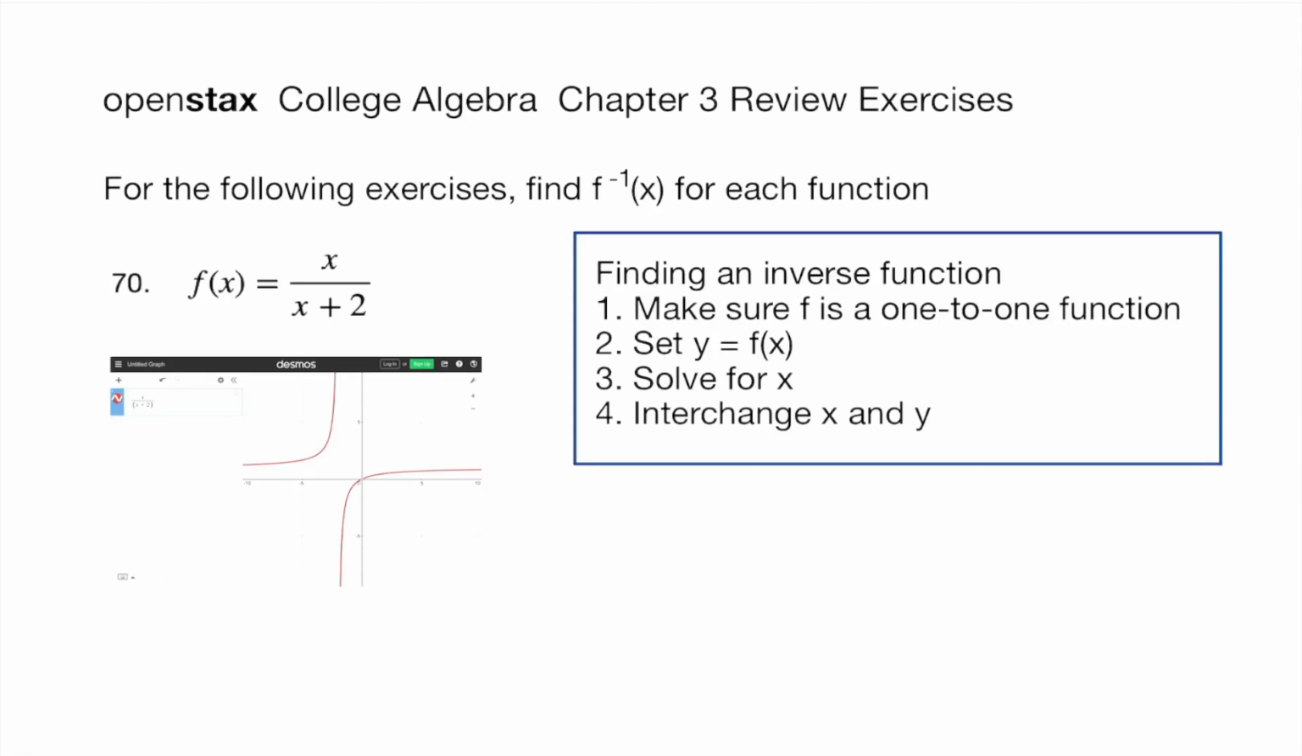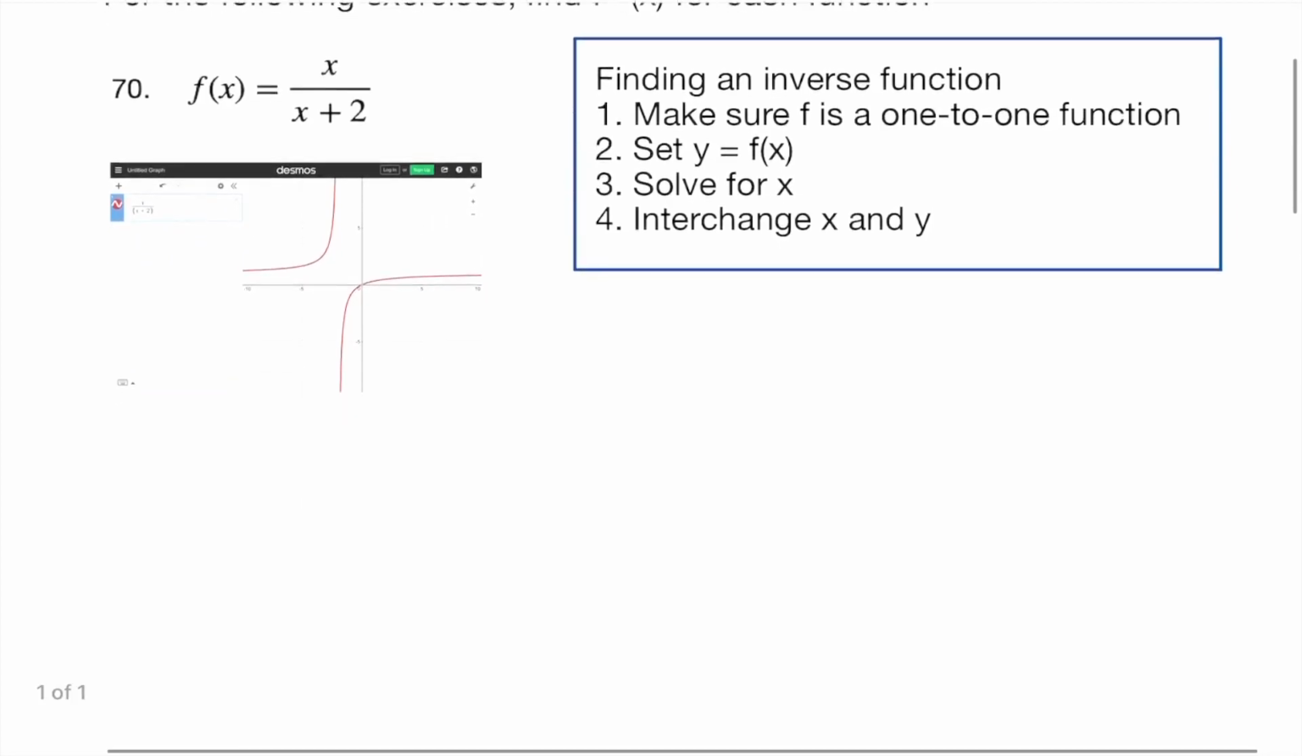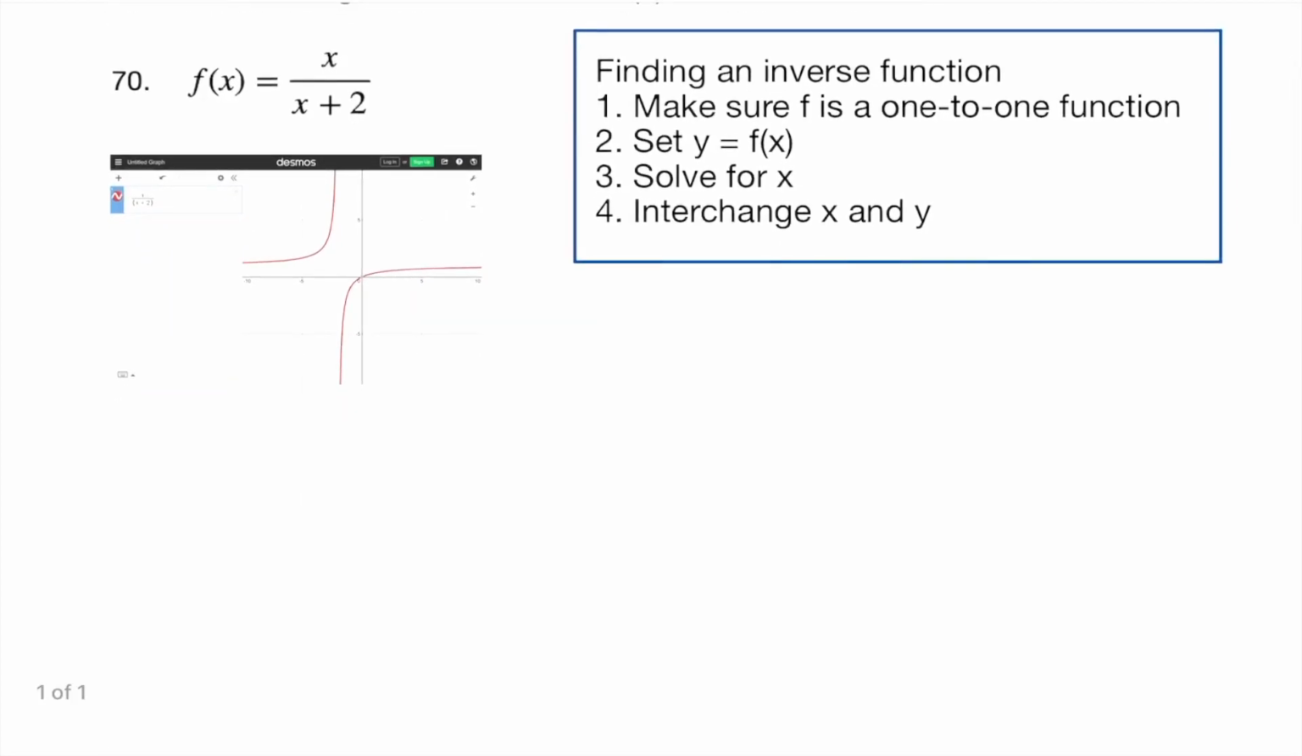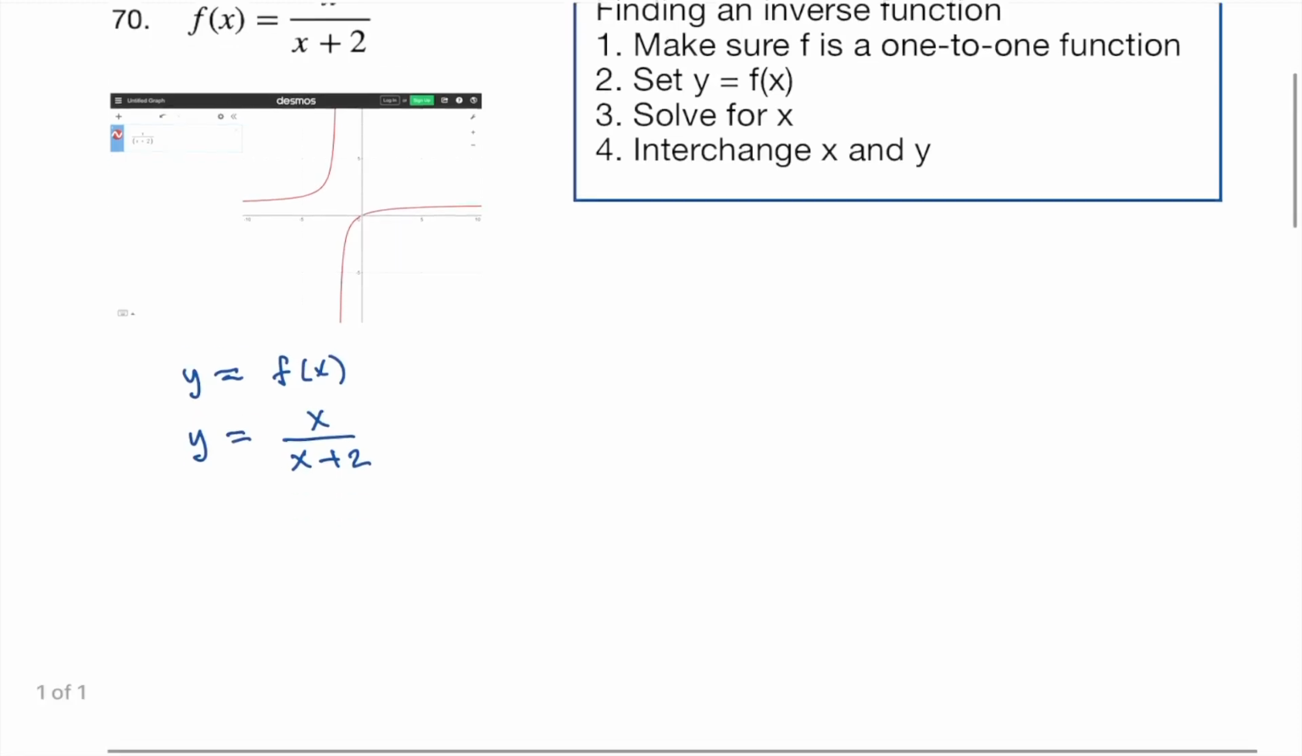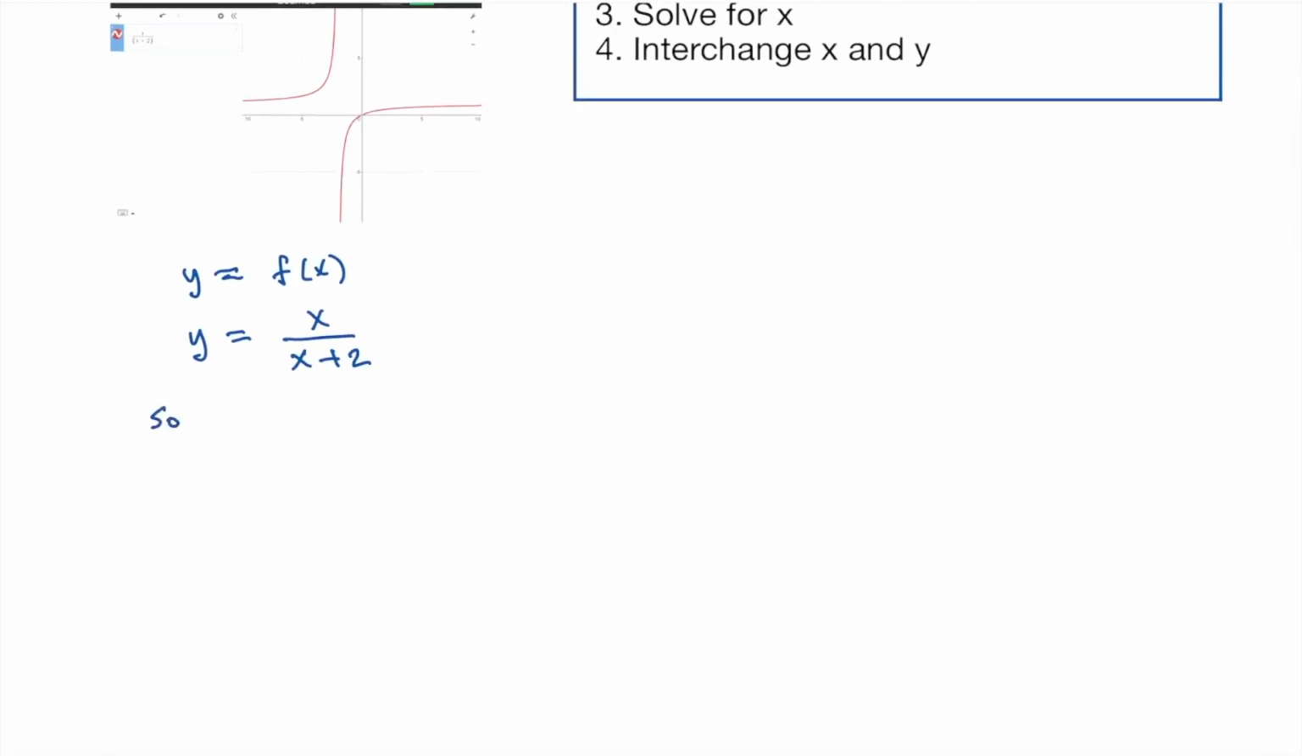Next we are going to set y equal to f of x. So y is equal to f of x, and f of x is x over x plus 2. So y is equal to x divided by x plus 2. Now we need to solve for x. So we will solve for x.